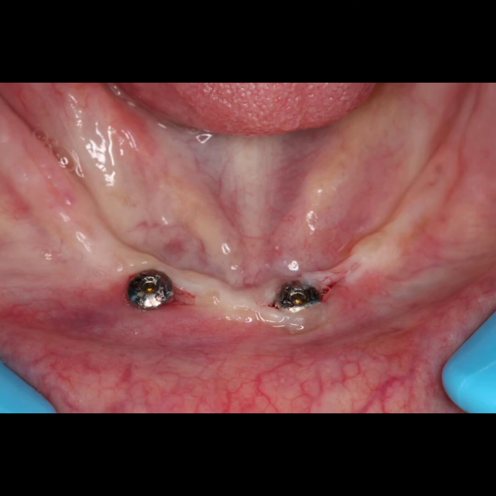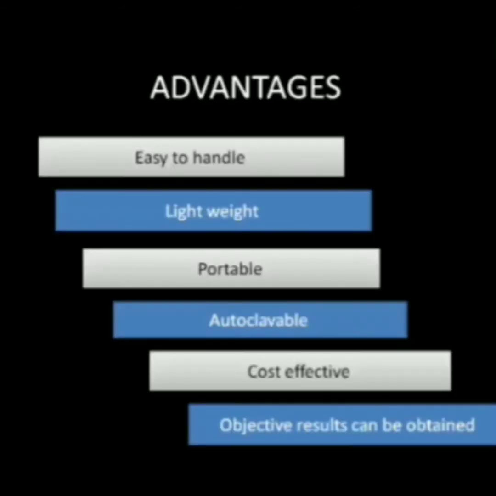Moving on to its advantages. As you saw, it is really easy to handle. We have used stainless steel, so it is lightweight and really portable, and can be used in our day-to-day practice. It can be easily autoclaved, as stainless steel can be sterilized at 121 degrees centigrade. Obtaining a digital machine at such a rate is also very economical and gives an objective result.